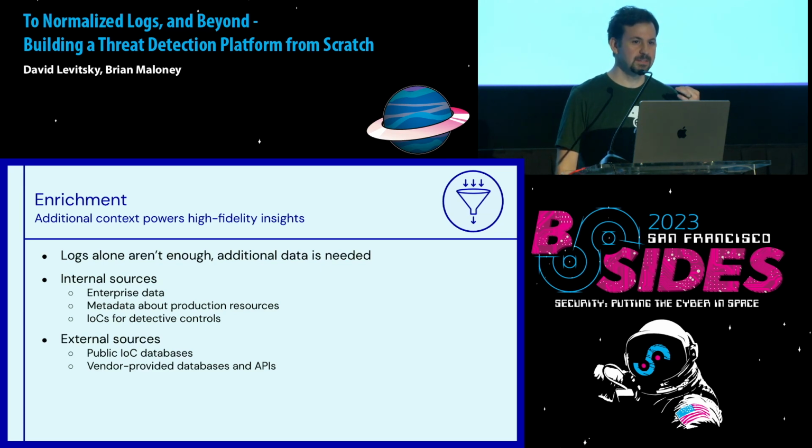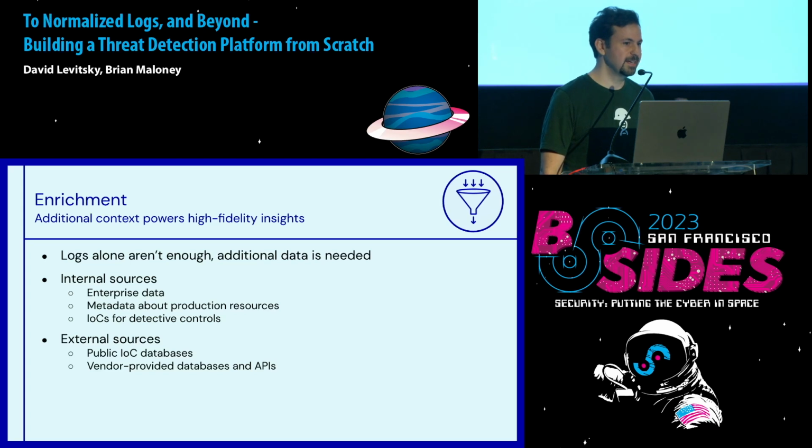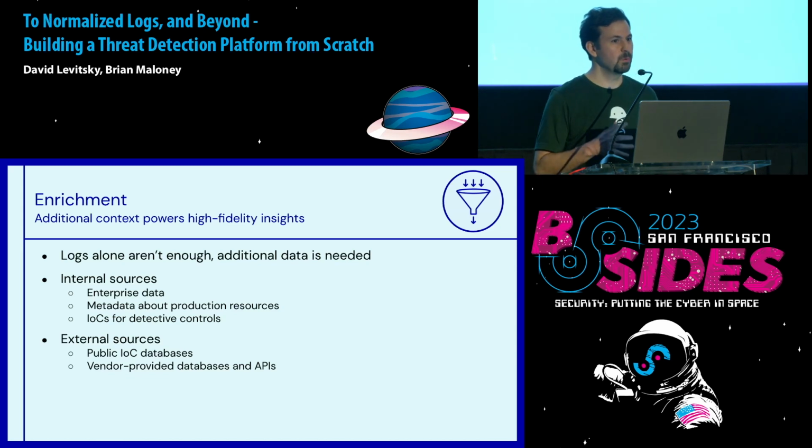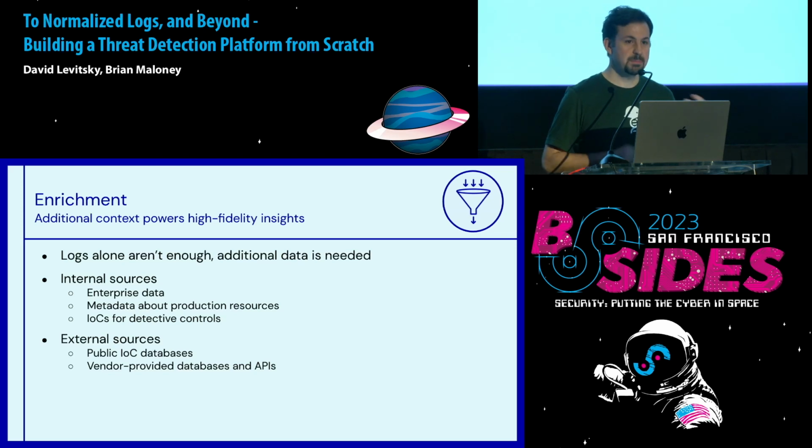Once you have that normalized data, you're going to want to enrich it. Enriching it provides the insights that you need to detect threats to your platforms. This enrichment data could come from internal sources like your enterprise data systems, HR systems, things like that. Who's doing what? How do we attribute things? It could be metadata about your production resources. And it could also be indicators of compromise for your detective controls. You may have specific indicators of compromise that are specific to your platform.